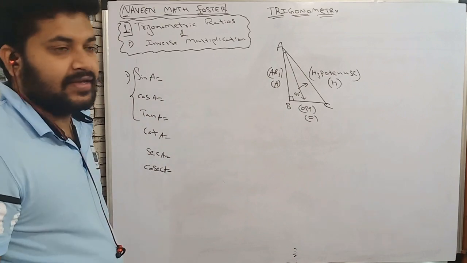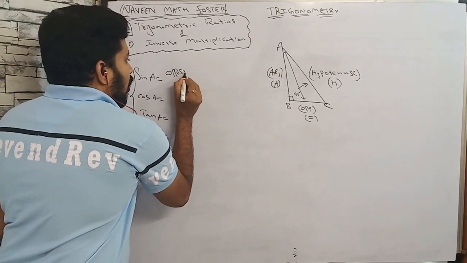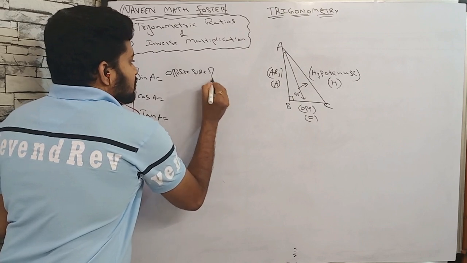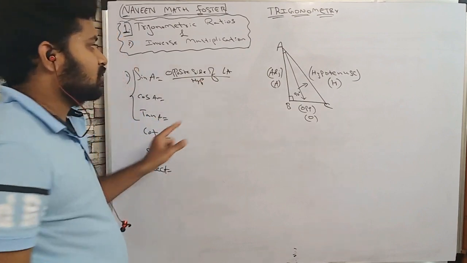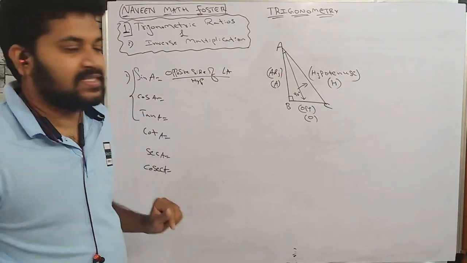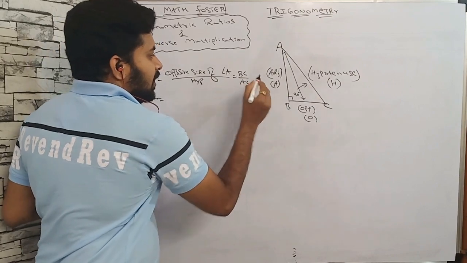First one, sin A. The sin A formula is the opposite side of angle A by hypotenuse. What is the opposite side of angle A? BC. BC by hypotenuse, which is AC.